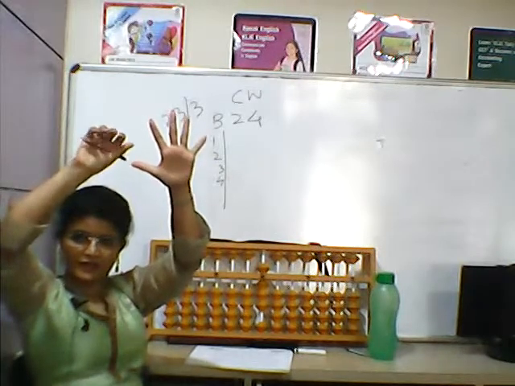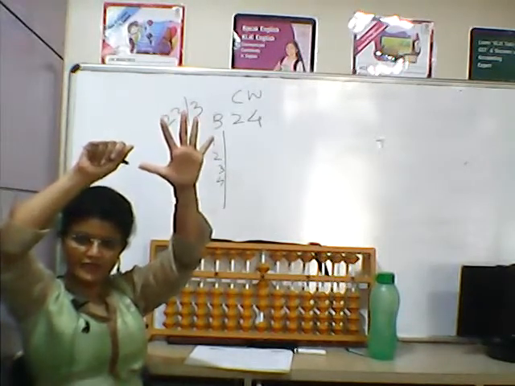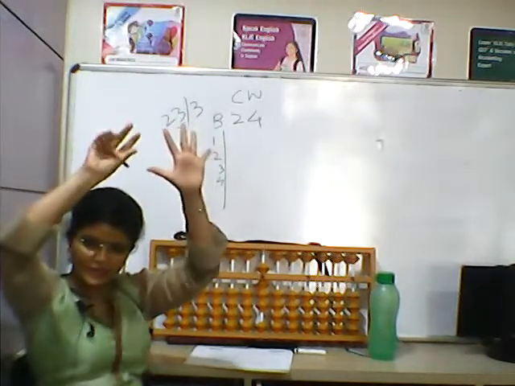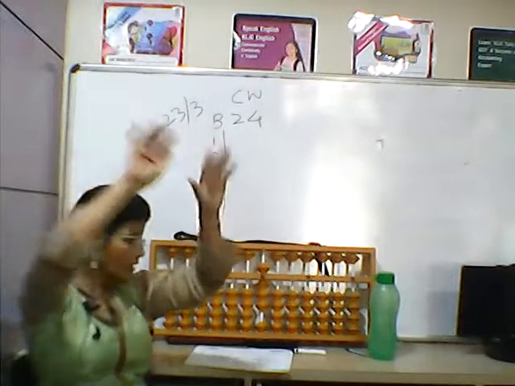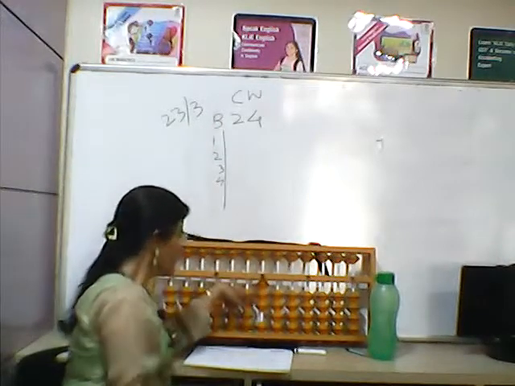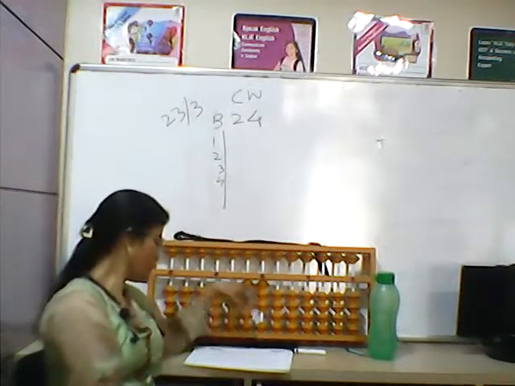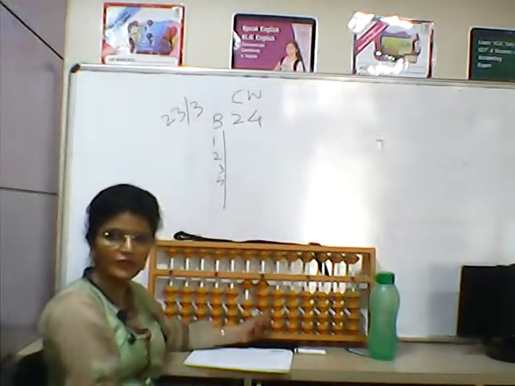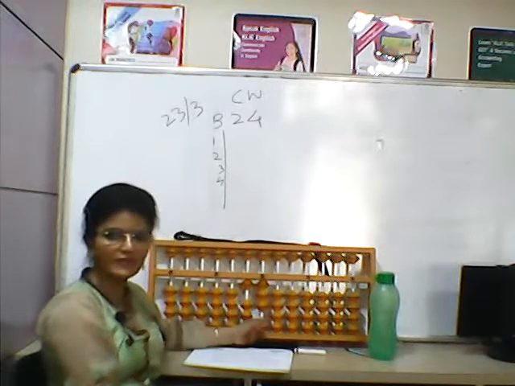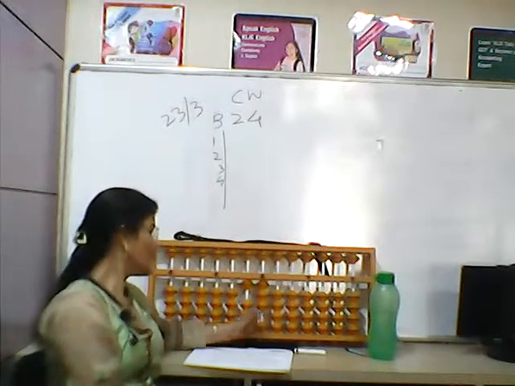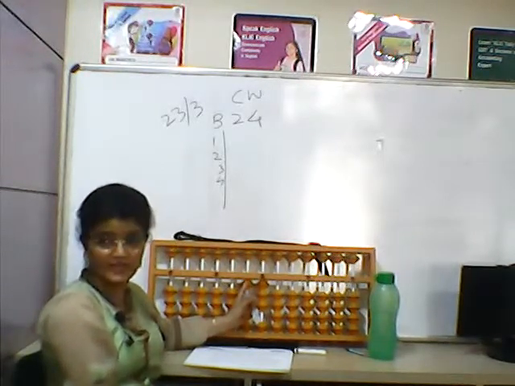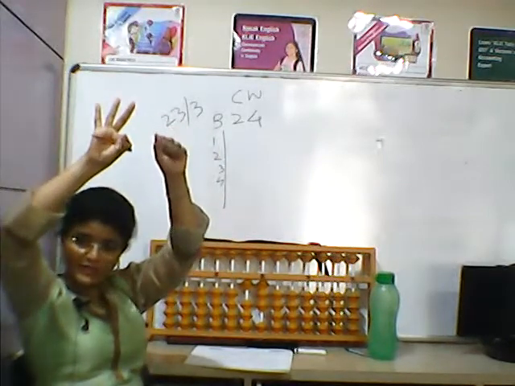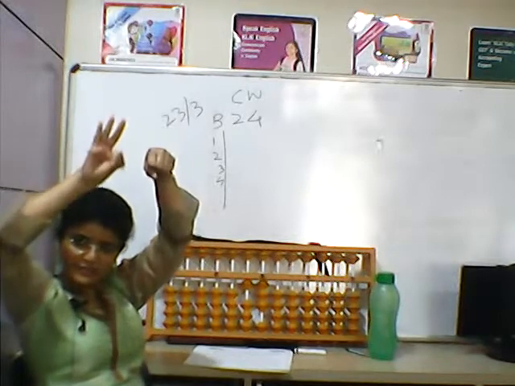5 ka friend minus 5. Minus 5 plus 10. Then minus 7. Can you do minus 7 directly? No. Can you do minus 10? Yes. So take the help of big friend 10. Show minus 7.